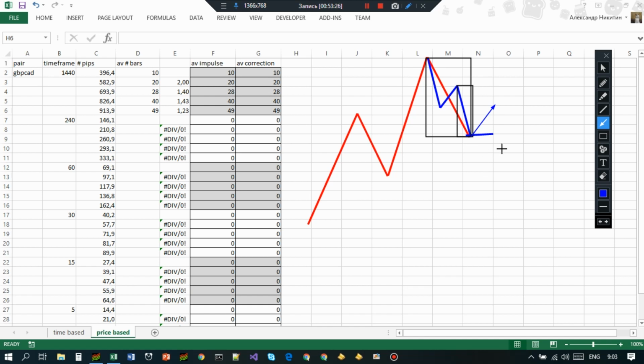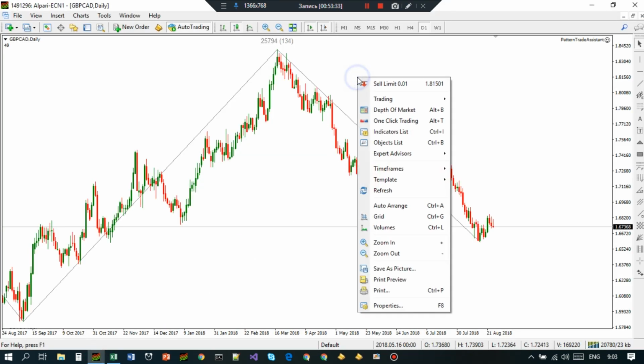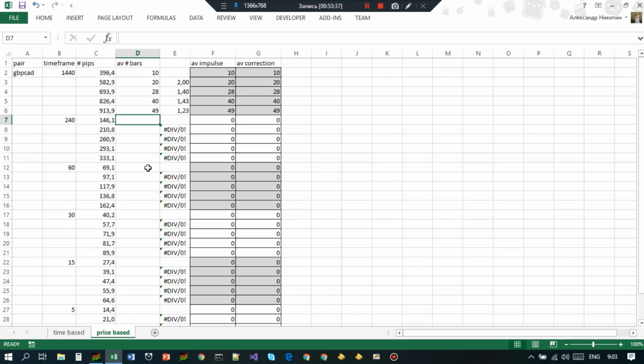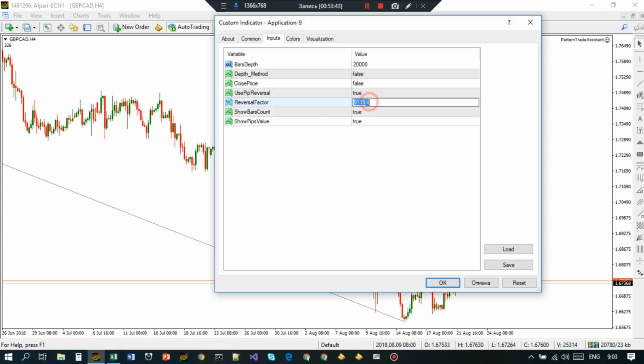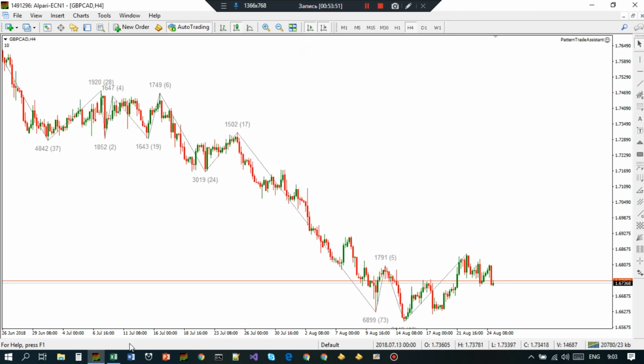Okay, now let's continue. 146.1, 4 hour, it should be 4 hour. We switch to 4 hour. 146.1. We just go here and we type 146.1, and it is this. The smallest algorithm tells me 10 bars.